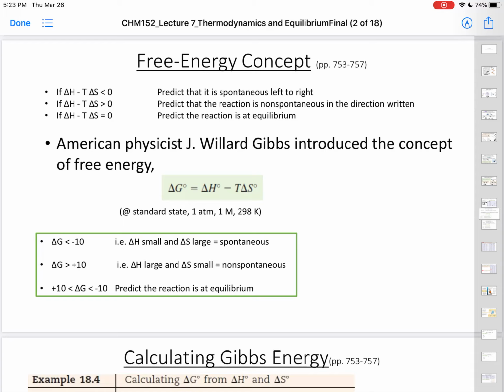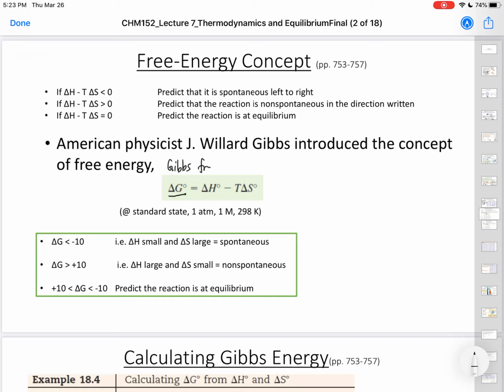And if you remember back to video number 1, we said that if delta H minus T delta S is less than 0, we predict spontaneous. If it is greater than 0, we predict non-spontaneous. If it's equal to 0, we predict equilibrium. So, American physicist J. Willard Gibbs introduced this idea of free energy based upon these 3 rules. So basically he said, let's call delta H minus T delta S a value called delta G. And this is what we call free energy or Gibbs free energy.